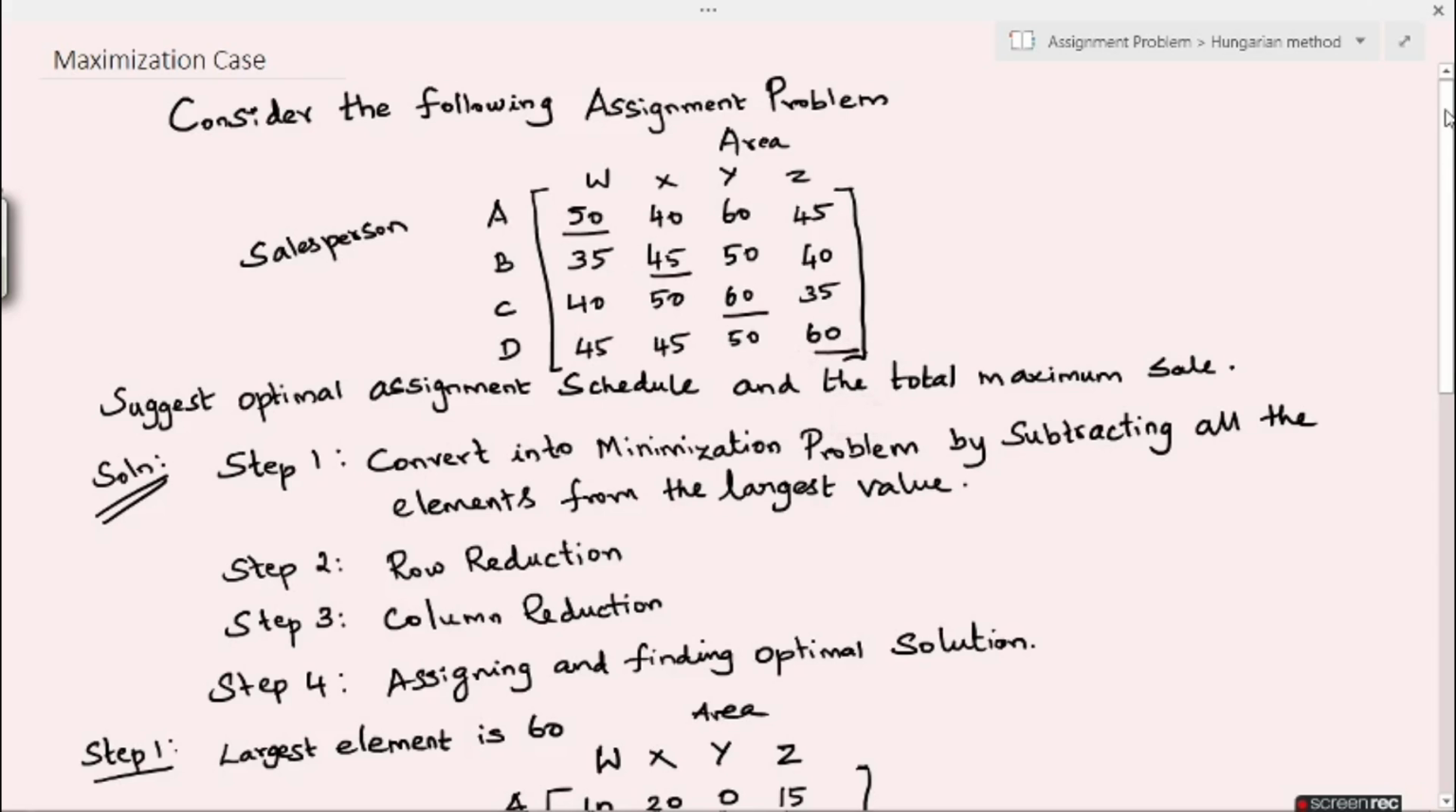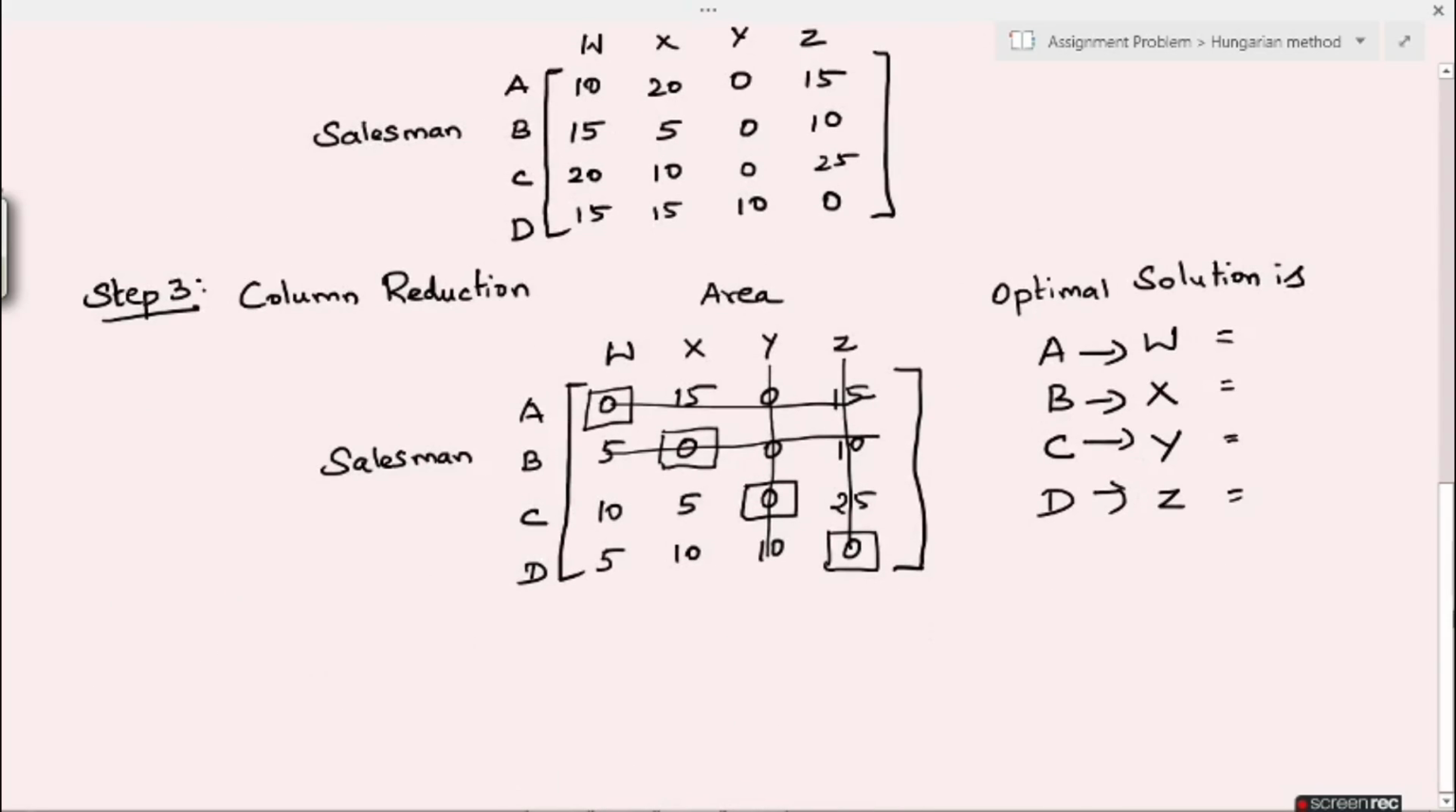Now we have to add all the values. That is 50, 45, 60 and 60. The total is 215. So this is the maximum assignment value.